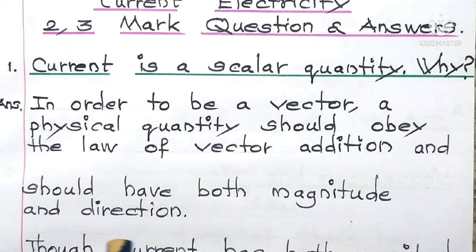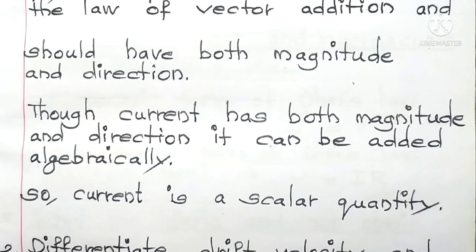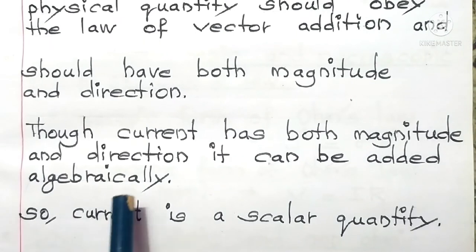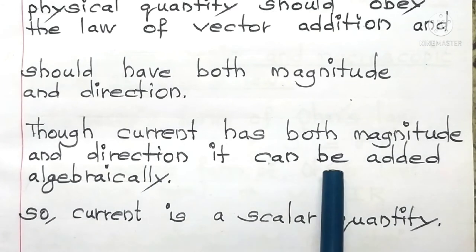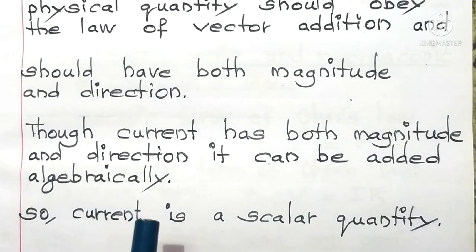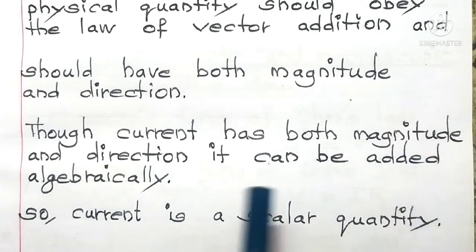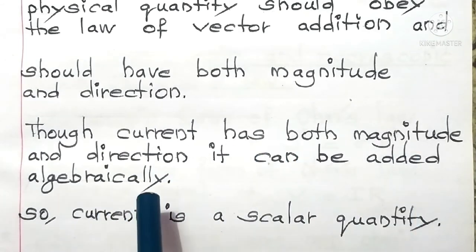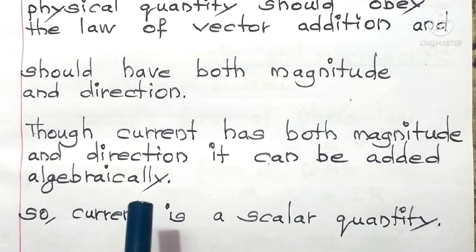But in the case of current, though current has both magnitude and direction, it can be added algebraically. So current is a scalar quantity. It's not a vector quantity. So in this case, according to the definition, current has both magnitude and direction. So it can be called a vector, but it is not a vector. It is said to be a scalar.